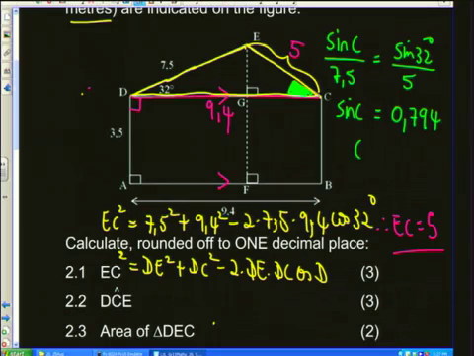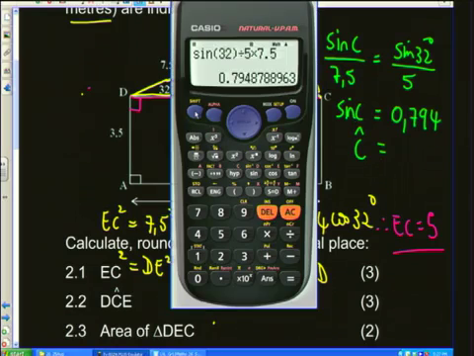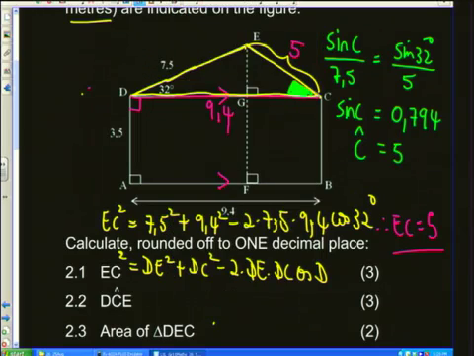But we need the angle. So to find the angle, we have a magic button. Voila. Let's see what our angle is. There we go, 52,64. That would be our angle, 52,6. So we've got the angle, and we would like to know the area of DEC.